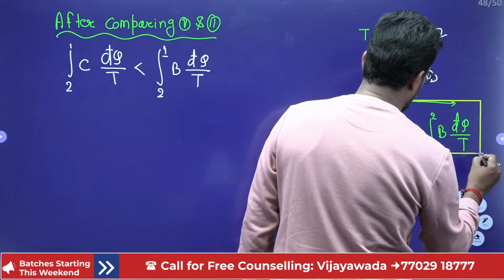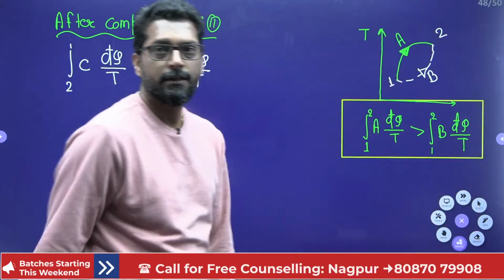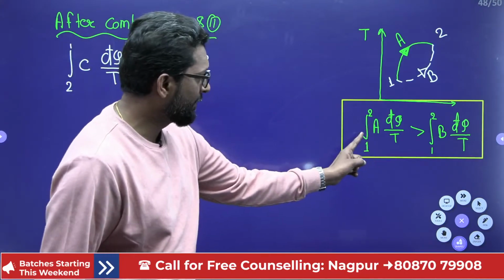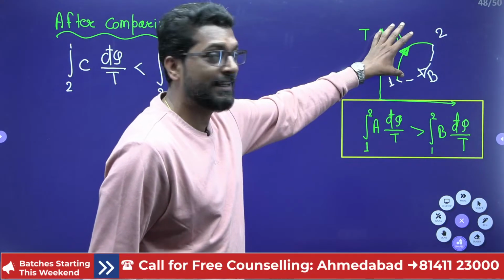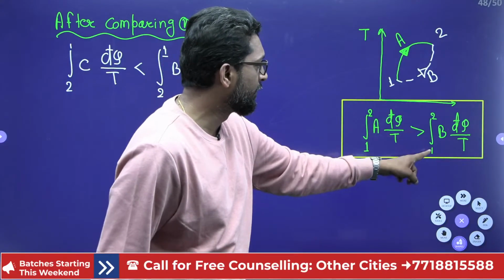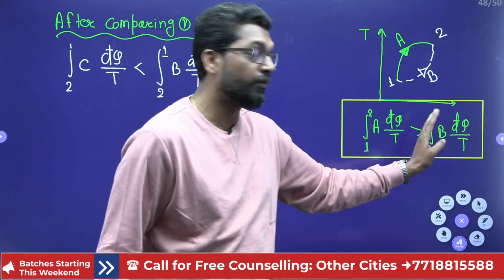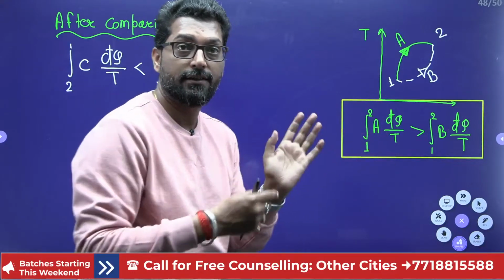This is always true, okay? So for the reversible path 1 to 2, dq by t is higher than for the irreversible path 1 to 2, dq by t. This is a very important analysis.